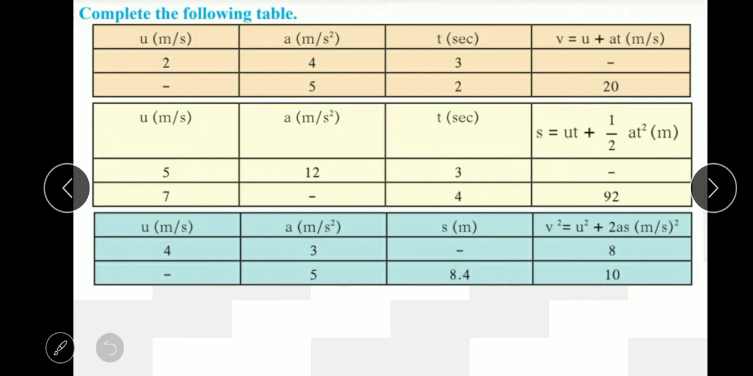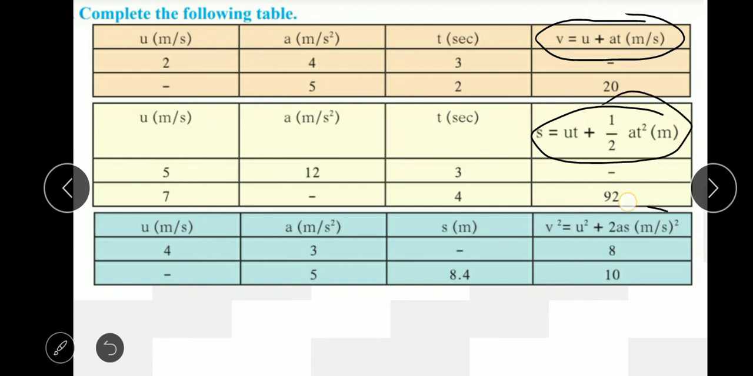Let's continue with some sums, students. We'll start solving some sums here. We have already studied three equations of motion, and these equations of motion are v is equal to u plus at, s is equal to ut plus half at square, and v square is equal to u square plus 2as, students. On the basis of these three equations, we have to solve some sums given over here in this table, students.